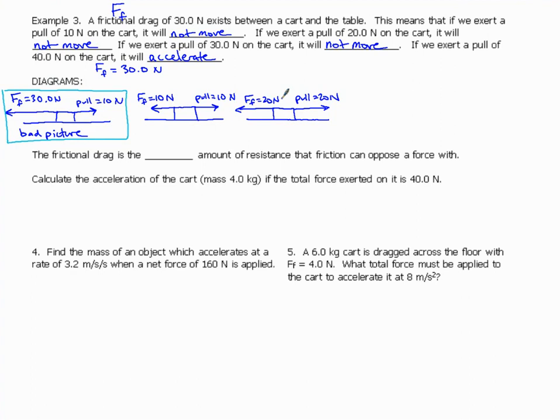If we exert a pull of 30 newtons on the cart, draw this up a little bit. So I'm exerting a pull of 30 newtons. It will not move because the friction can exert a force of up to 30 newtons, and this is balanced. There is no net force. Both of these forces balance each other out.